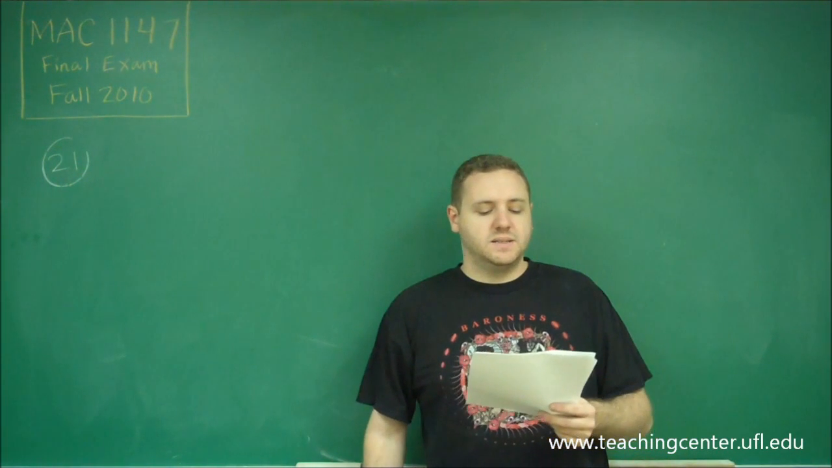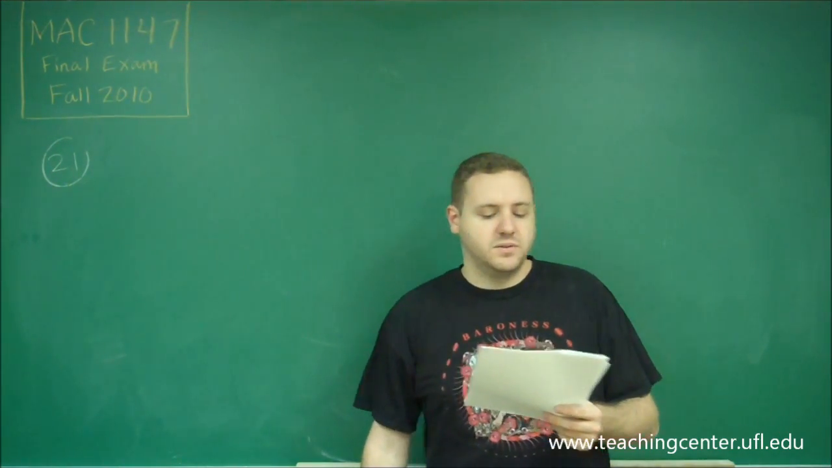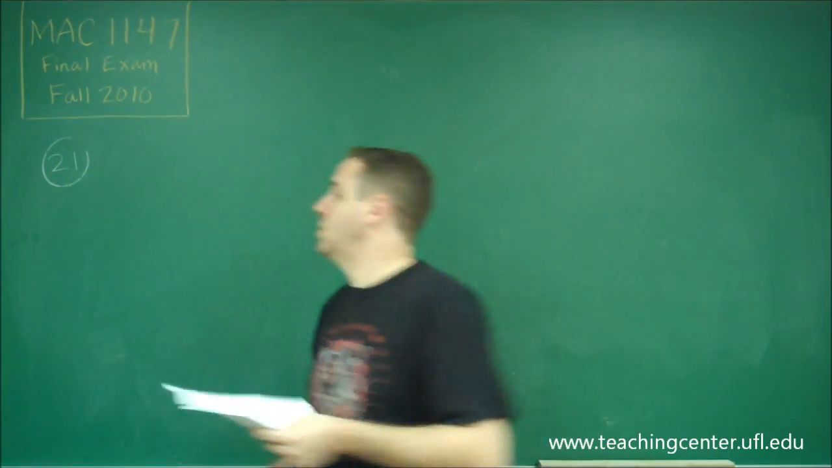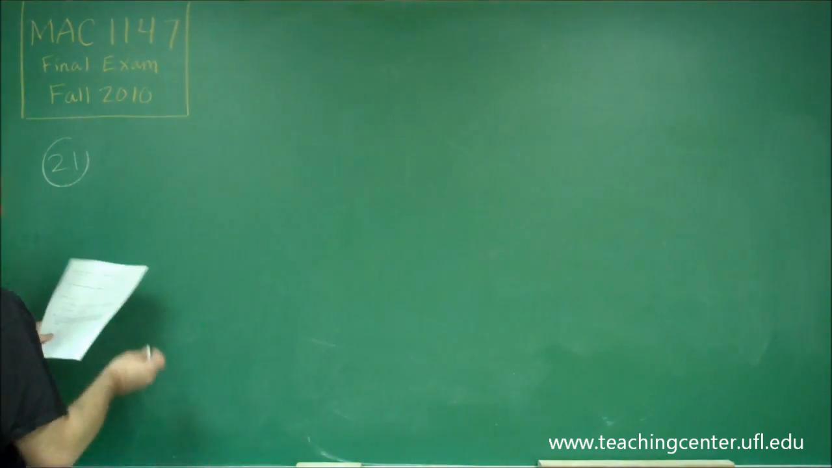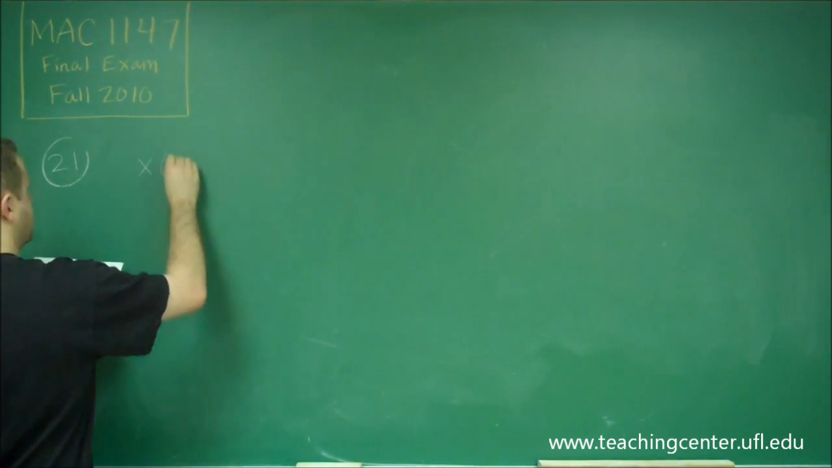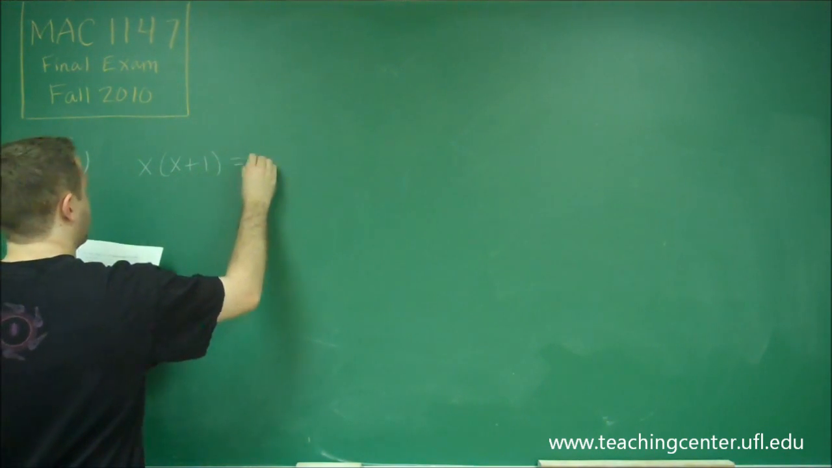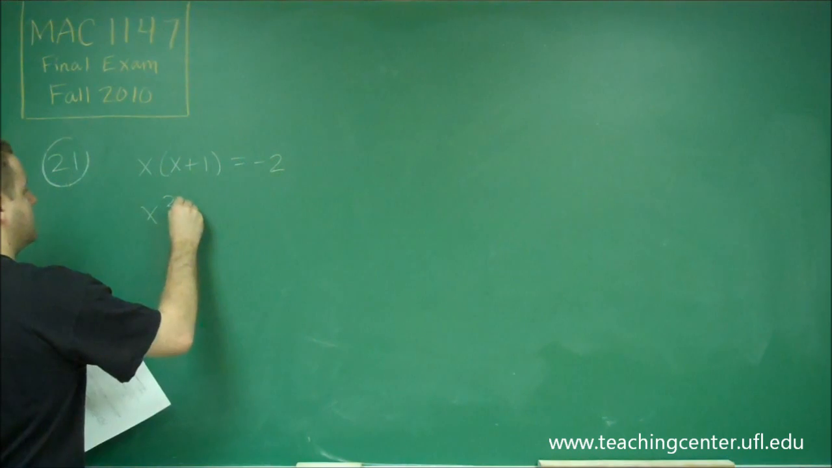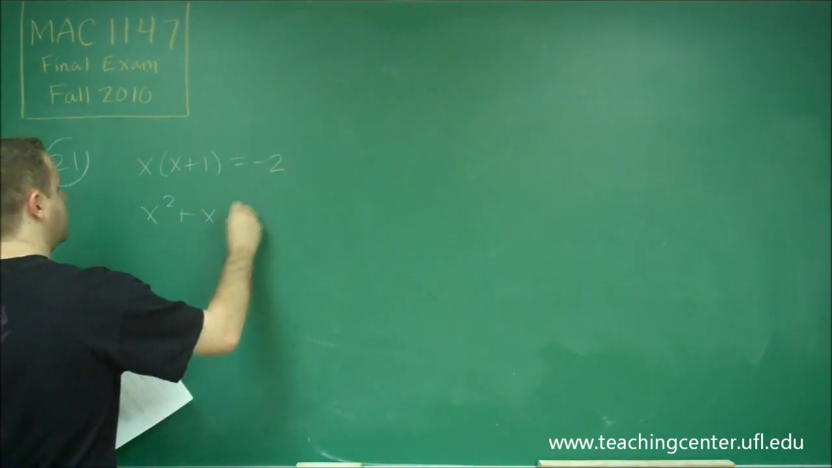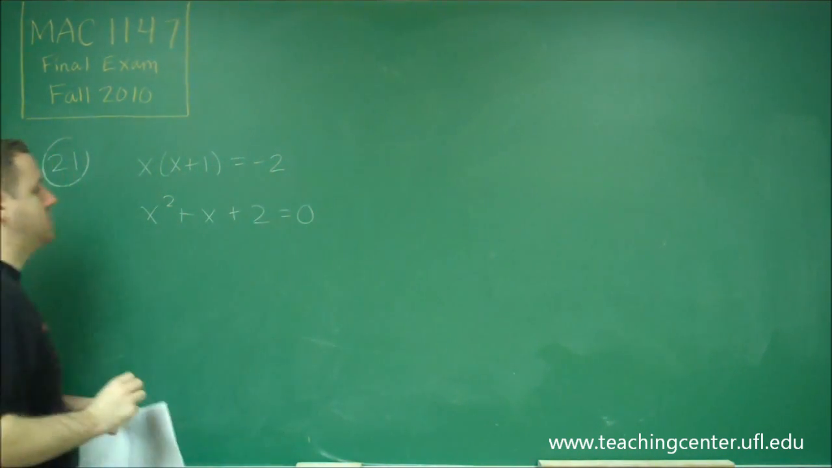Problem 21 is asking us to find the product of the solutions to the following equation. So what we need to do is figure out the solutions, then we'll take the product of them. Our equation is x times (x plus 1) equals negative 2. Let's expand that out. We get x squared plus x, and if we add this over, we get plus 2 equals 0.